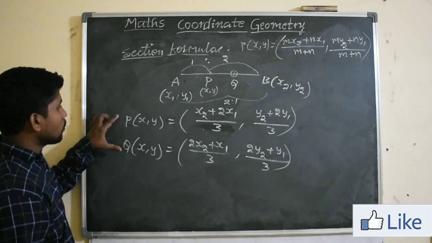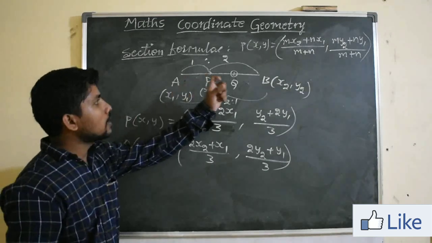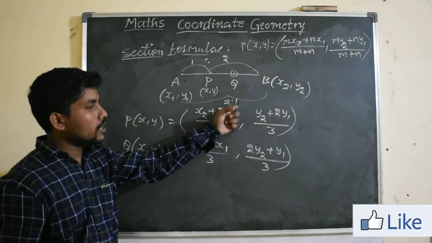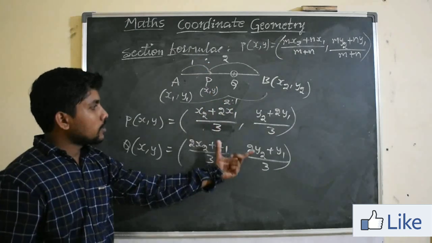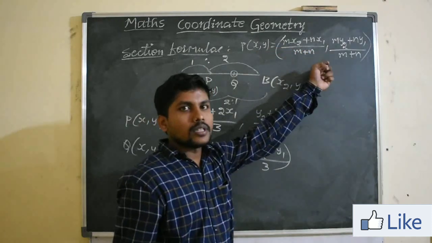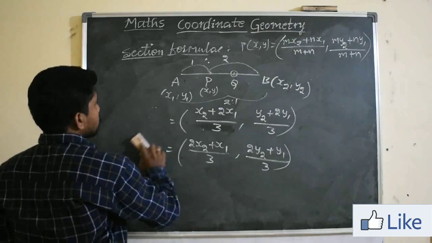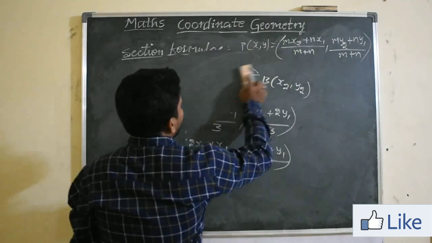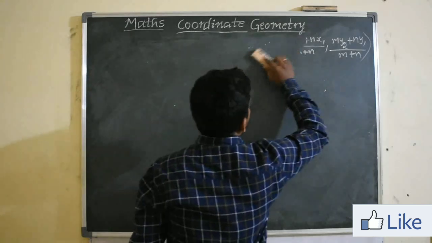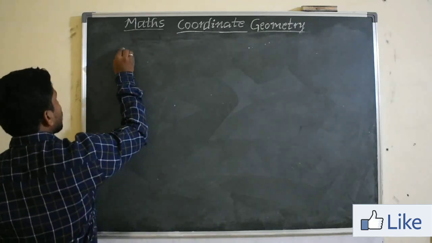Now these are the points of trisection, which are dividing line segment joining A and B in the ratio 1:2 or 2:1. You can remember these formulas, or else you can take the ratio and simply substitute in the section formula. Now we will see the centroid formula derivation, where we will use this section formula.